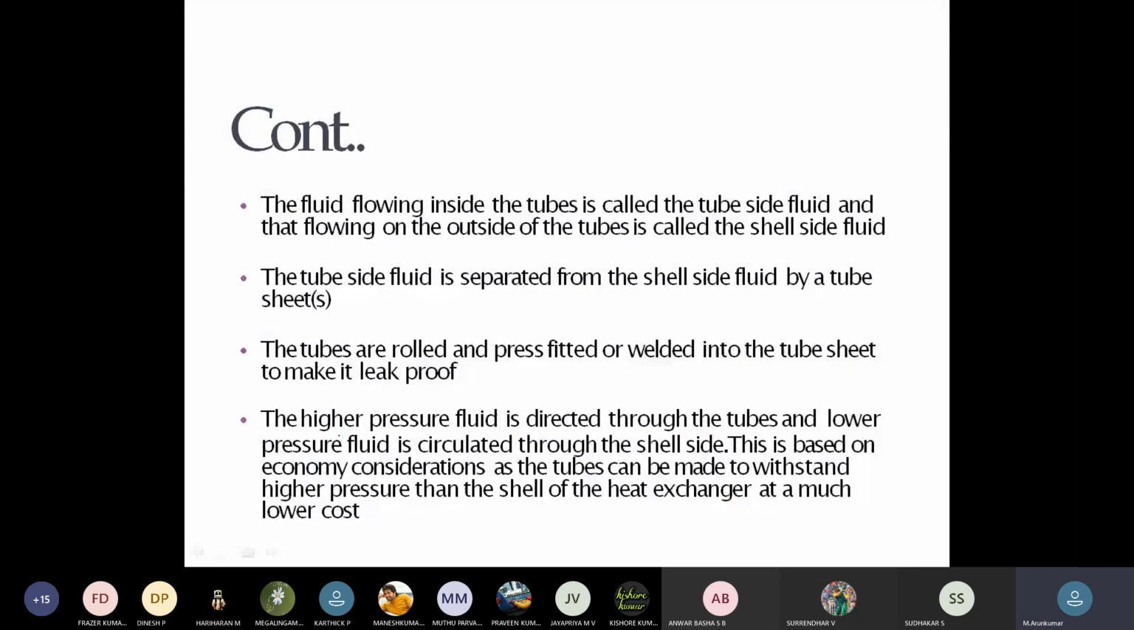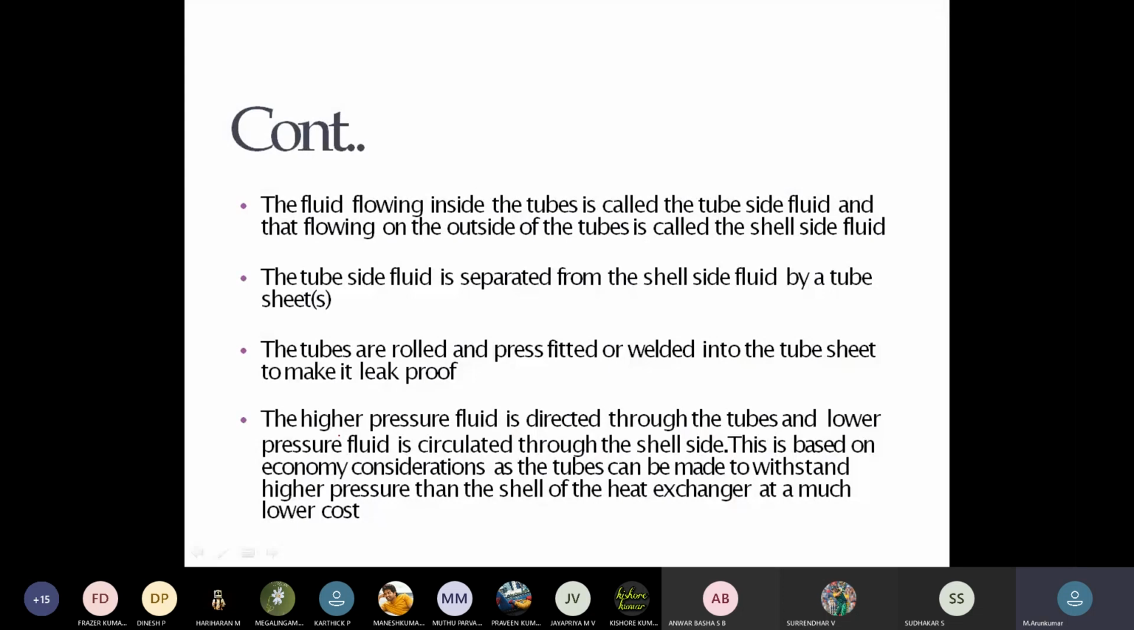In the tube and shell heat exchanger, the fluid flowing inside the tube is called the tube side fluid, and the fluid flowing on the outside of the tube is called the shell side fluid. So we can classify the flow of fluid in the tube and shell heat exchanger. If the fluid is passing through the tube, we call it tube side fluid, and if the fluid is passing through the shell side, we call it shell side fluid.